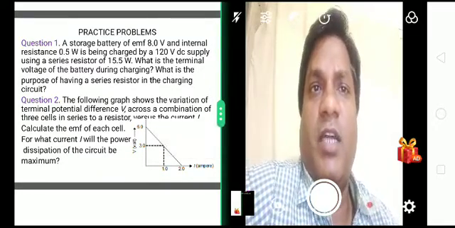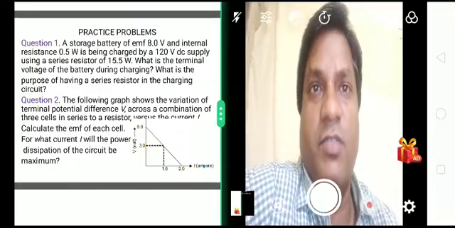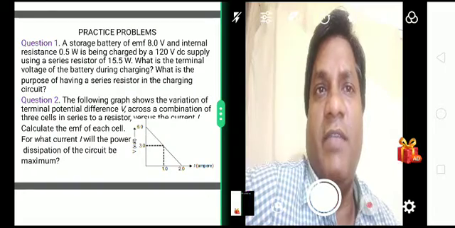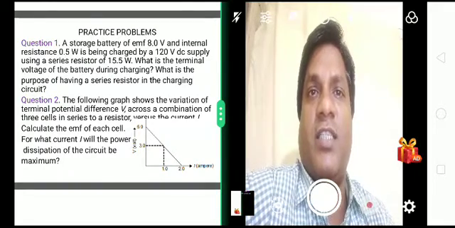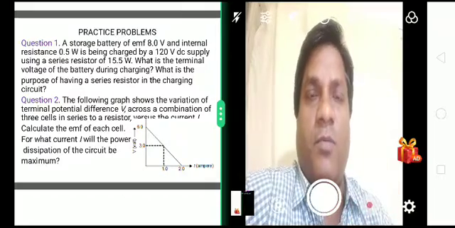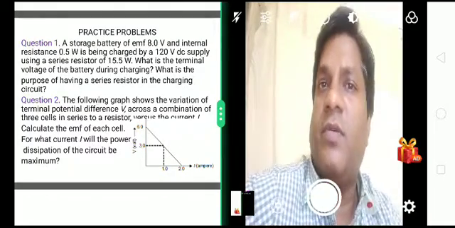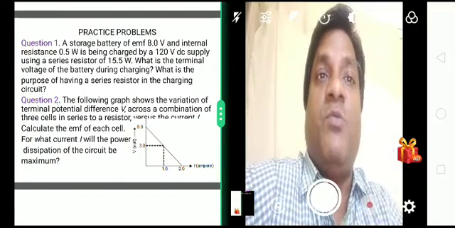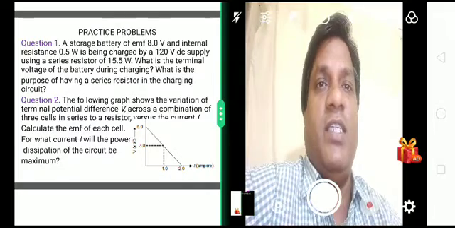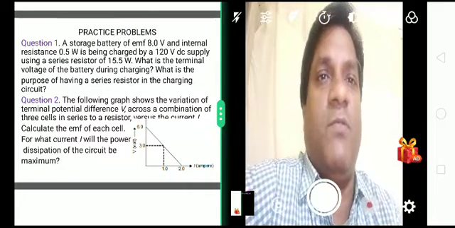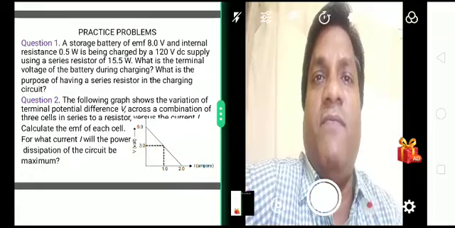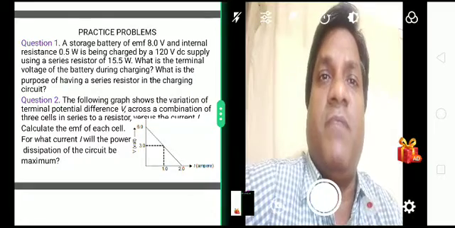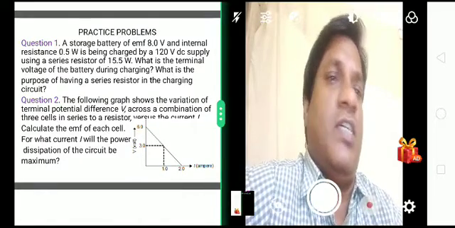Now some numerical problems for you to practice, students. Question number 1. A storage battery has EMF 8 volt and internal resistance 0.5 ohm. And it is being charged by a 120 volt DC supply using a series resistance of 15.5 ohm. Now what is the terminal voltage of the battery during charging? And what is the purpose of having a series resistor in the charging circuit?